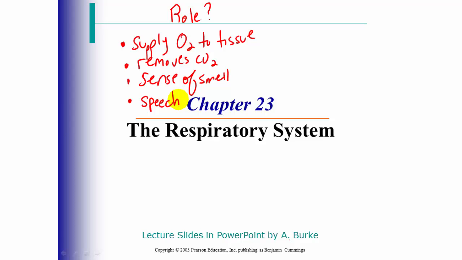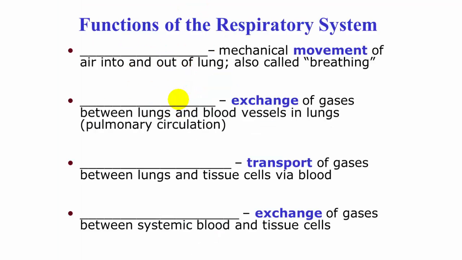So in order to carry out these roles, the respiratory system must carry out four distinct processes or functions. The first one is simply to move air in and out of the lungs, and that's called pulmonary ventilation, also known as breathing. Once the gases from the air enter the lungs, they need to move into the blood vessels. And that exchange of gases is called external ventilation.